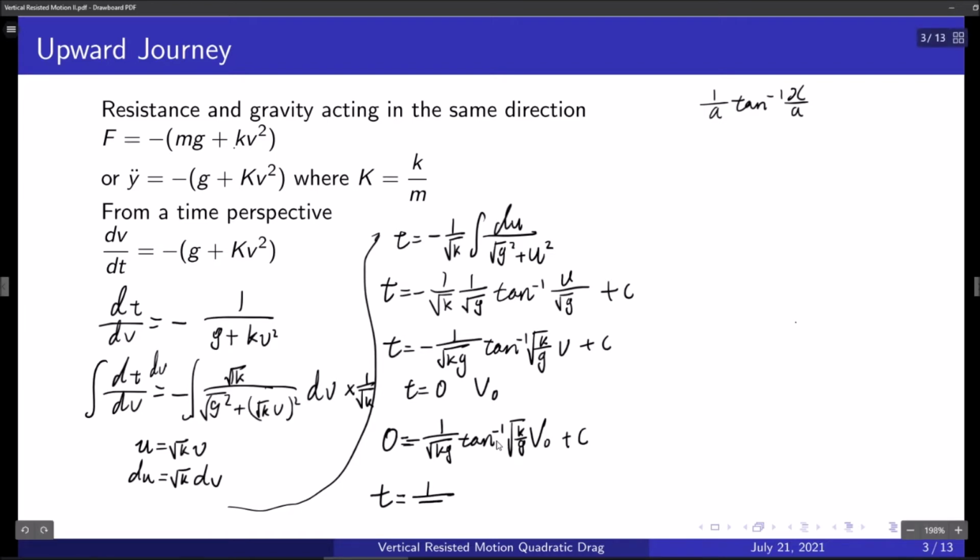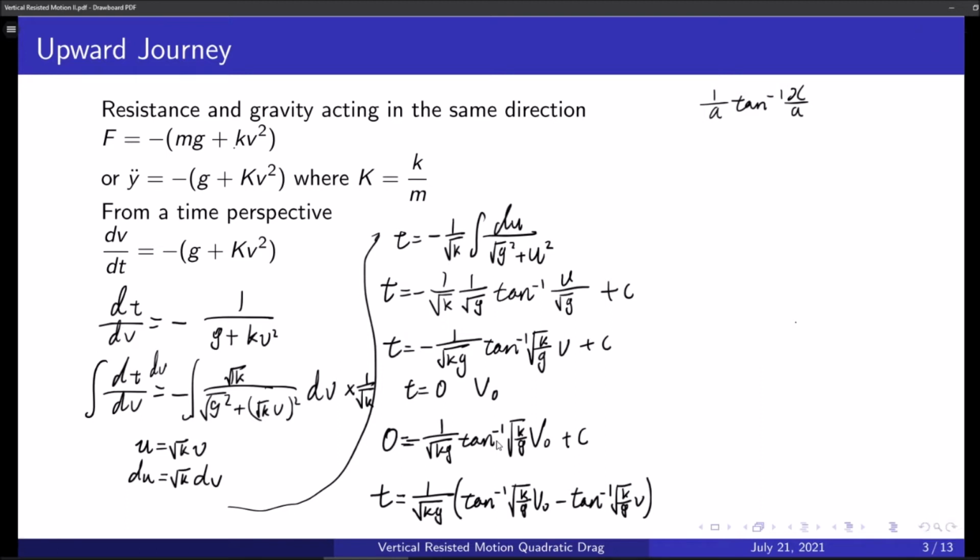So we can just write everything down as t equals 1 over square root of kg times tan inverse of square root of k over g v naught, minus tan inverse of square root of k over g v.